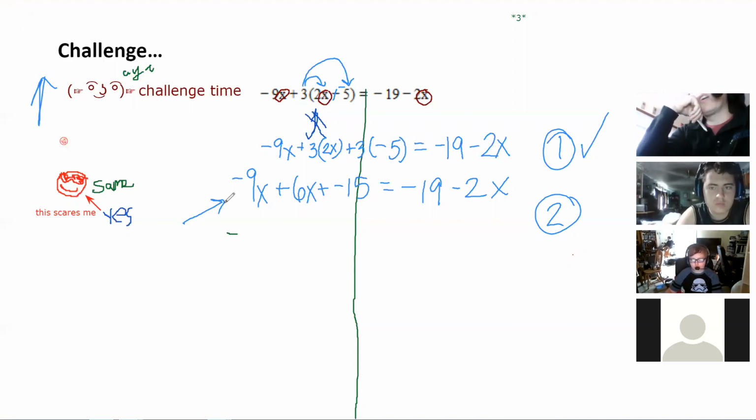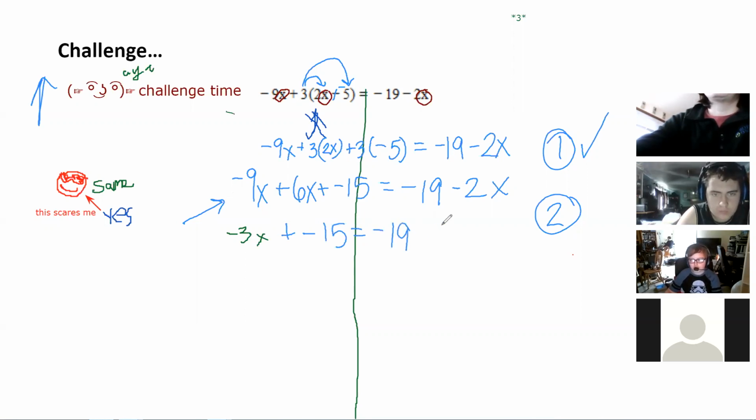What do you get there? Yes, negative 3x. Very good. I said that really loud. Sorry. Plus negative 15. Okay. So second step is done.